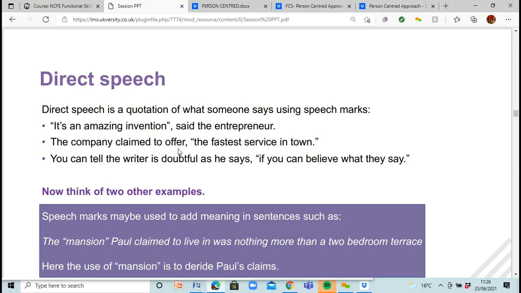And then, the company claimed to offer the fastest service in town. You can tell the writer is doubtful, as he says, this is someone conveying that they're doubtful, if you can believe what they say. So can anybody think of any type of direct speech that you might have seen in a newspaper or in an activity or anything recently, or even heard on TV?